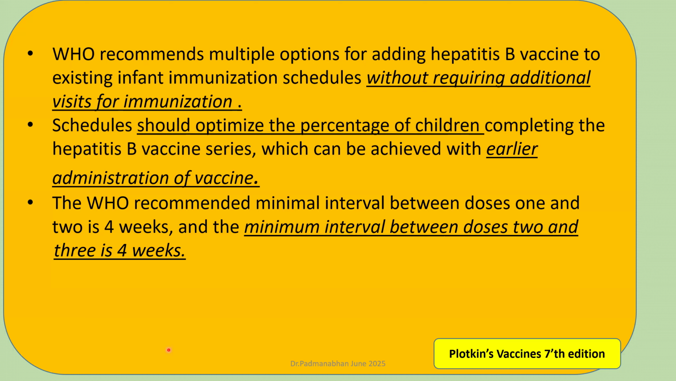Between 2 and 3 is actually 8 weeks. I think there's a mistake in that. It should be 8 weeks. I don't know why it happened. Okay, now let's go to the next one.